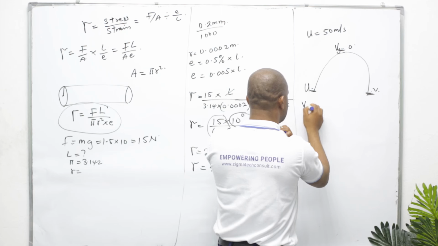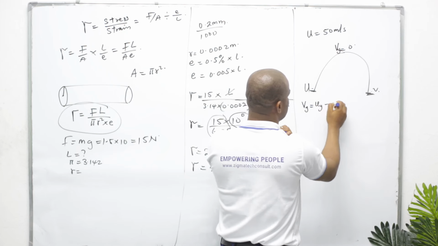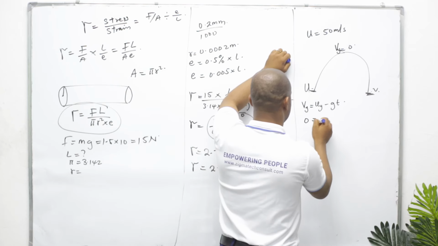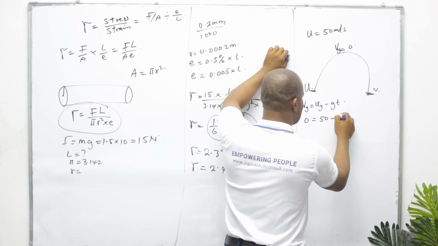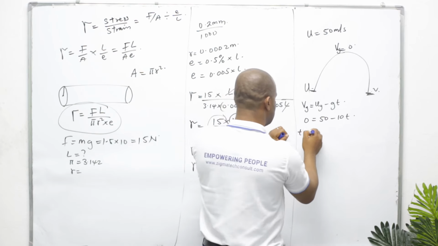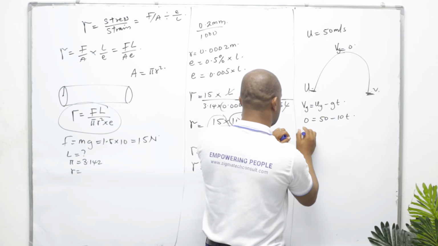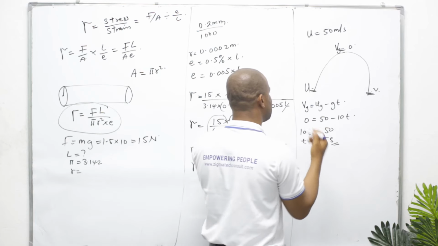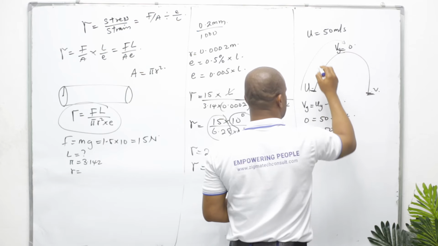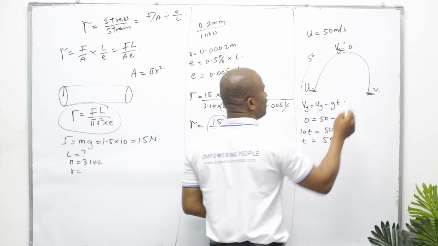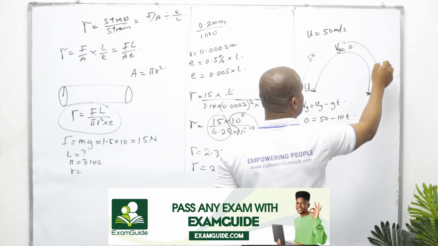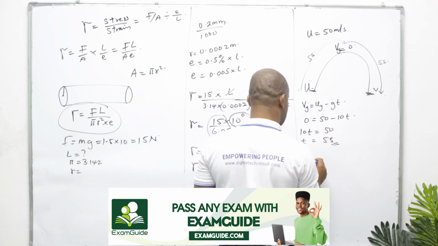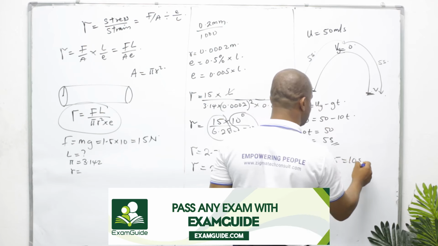So I'm using vy is equal to uy minus gt. This is 0. This is 50 minus g, which is 10, t. So 10t is going to be 50. T is going to be 5 seconds. The time it takes to go from here to this place is 5 seconds. And the time it takes to go from here back to the ground is also 5 seconds. So the total time from here all the way to this place is 2 times 5, which is 10 seconds.